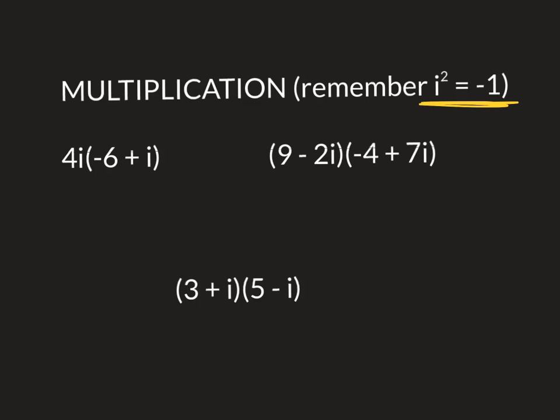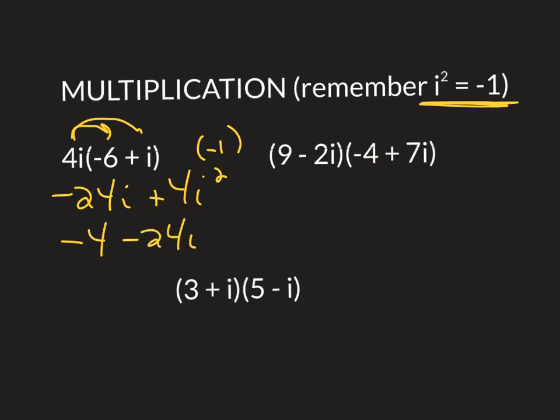Okay, so this first one is just flat out distributive property. I'm going to distribute the 4i times a -6, make it -24i. And then 4i times i is 4i squared. You are never ever allowed to leave an exponent on an i in an answer. Remember that i squared is -1. So that i squared out there is really -1 times the 4, which makes it -4. And we're always going to write the real part first and the imaginary part second. So that's how we're going to write our answer right there, -4 minus 24i.